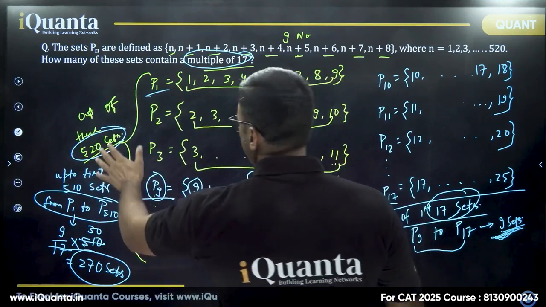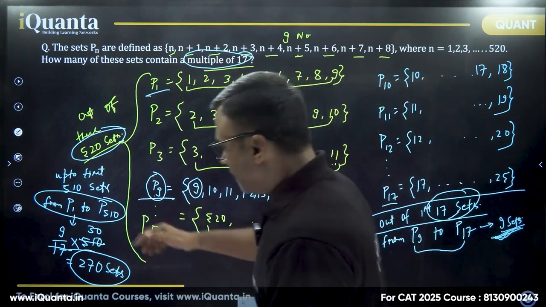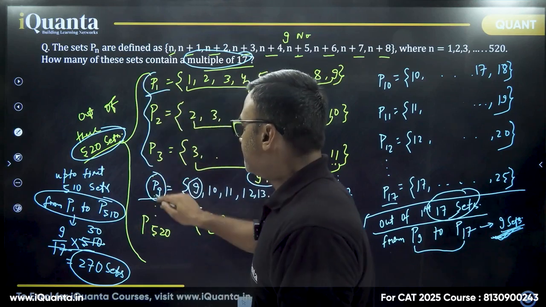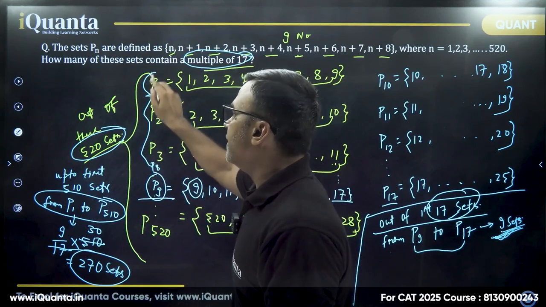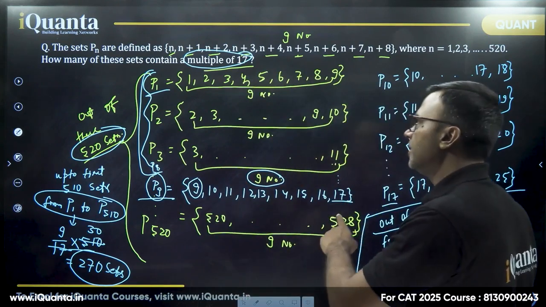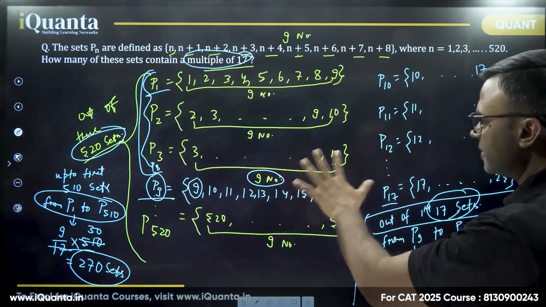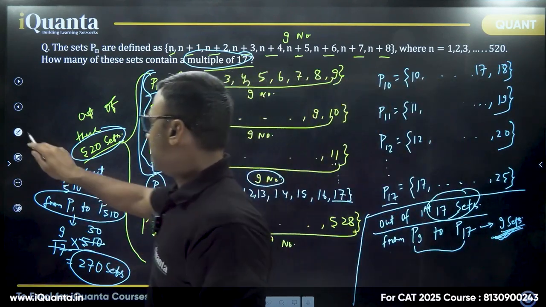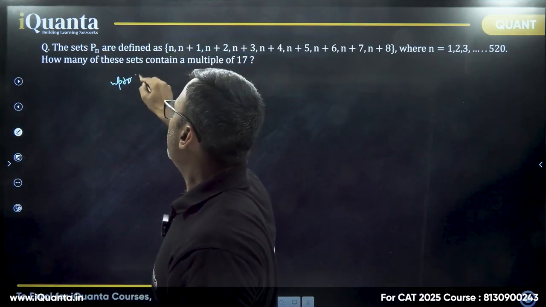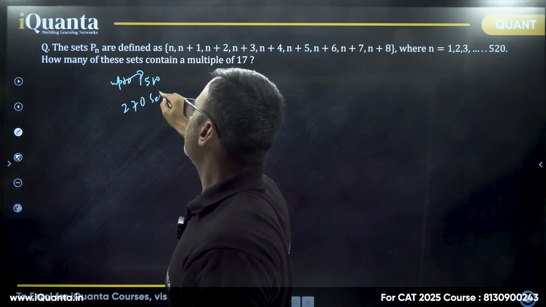So we have checked up to 510 sets, but we need to check up to 520 sets. So after 510 sets, again the same cycle will start, in which the first 8 will not have any multiple of 17. The 9th member will have a multiple of 17. So what should I do? So till now, you can just pause and note down everything that is there. I'm going to need the space. So up to P510, we already have 270 sets.